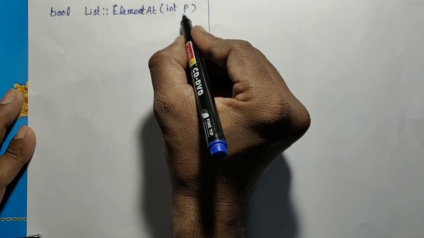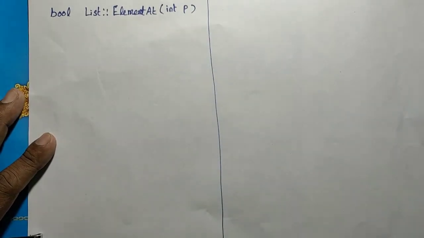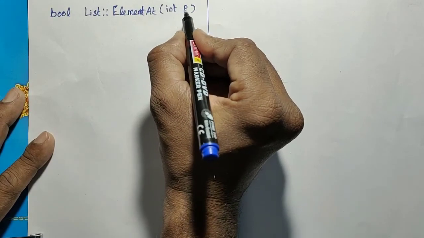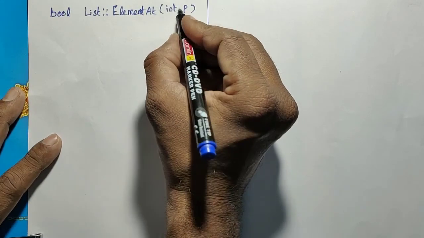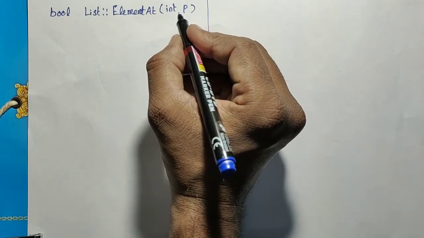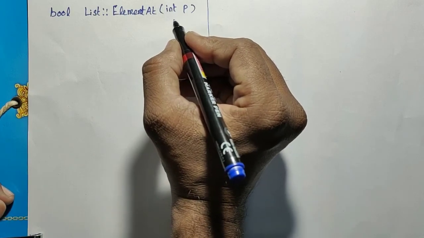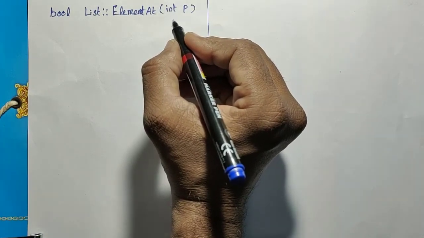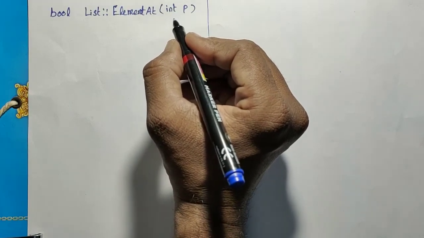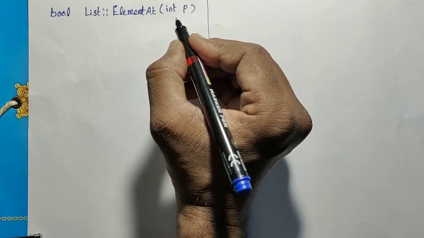So the input for this is what? The position from which you want that element. The position usually starts with 1, 2, 3. In an array, the position actually starts with 0, 1, 2, 3. Since the list is a user defined type, we may set the starting index. We are going to set the starting index as 1 for the list. So position 1 means first element, position 2 means second element, position 3 means third element. Like that we are going to obtain.